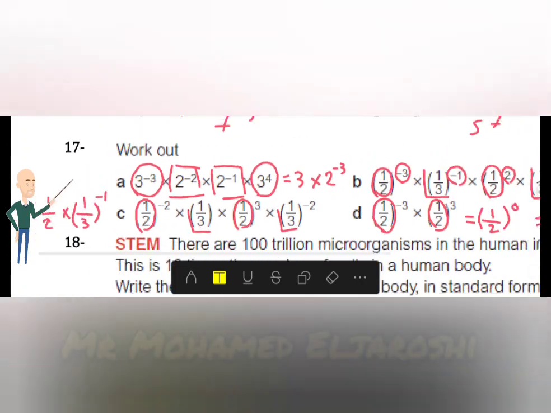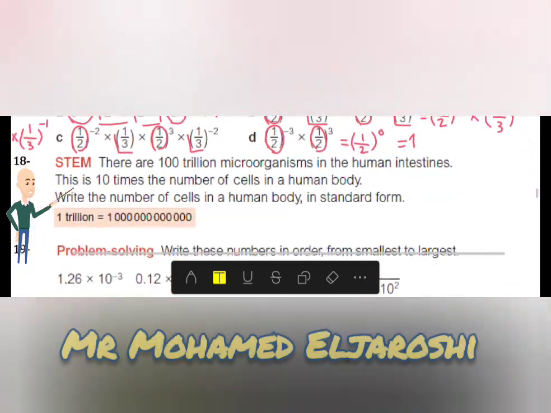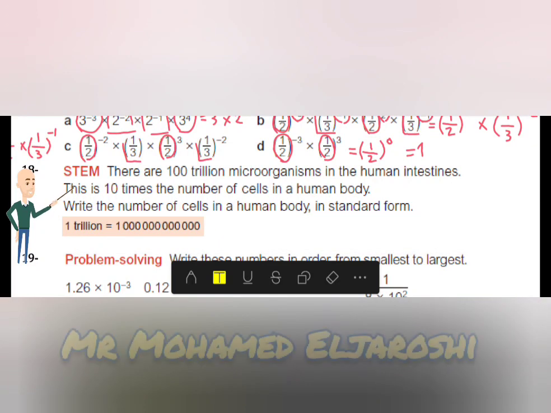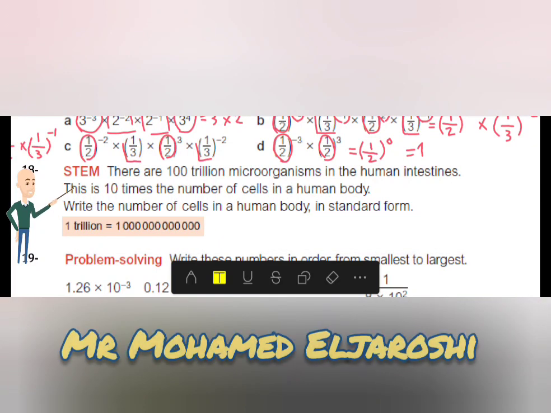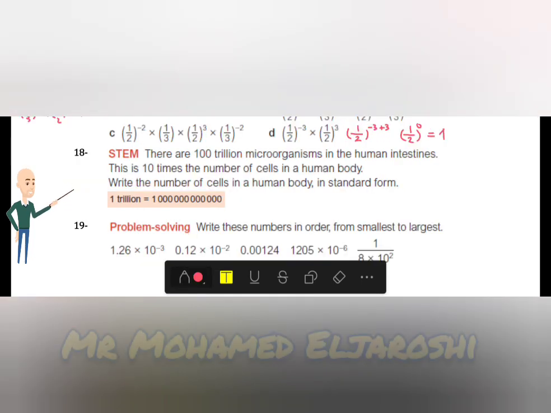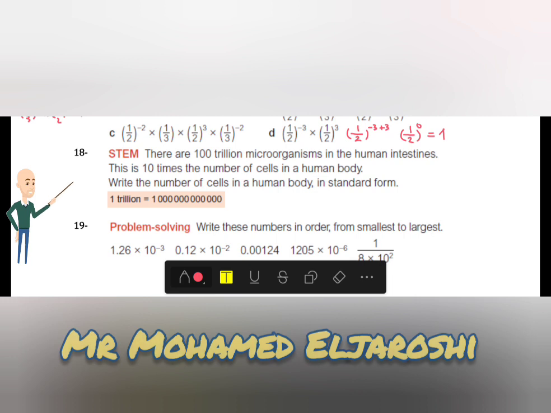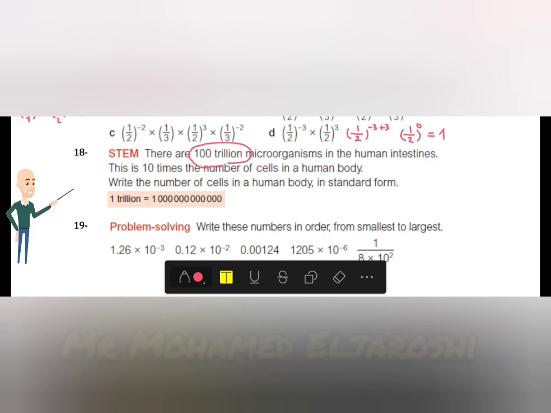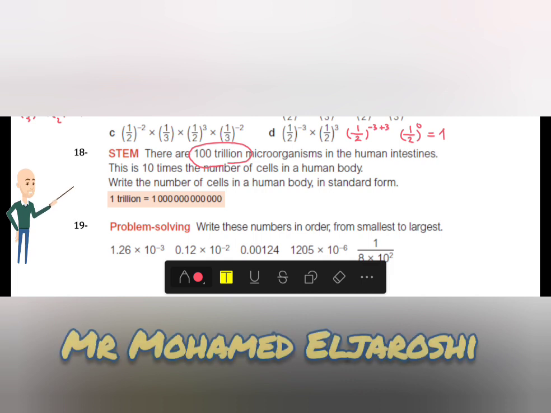Now let's take a look at question 18. Let me read it. There are 100 trillion microorganisms in the human intestines. This is 10 times the number of cells in a human body. Write the number of cells in a human body in standard form. As they said, there are 100 trillion microorganisms in the human intestine, and this number is 10 times the number of cells in the human body.